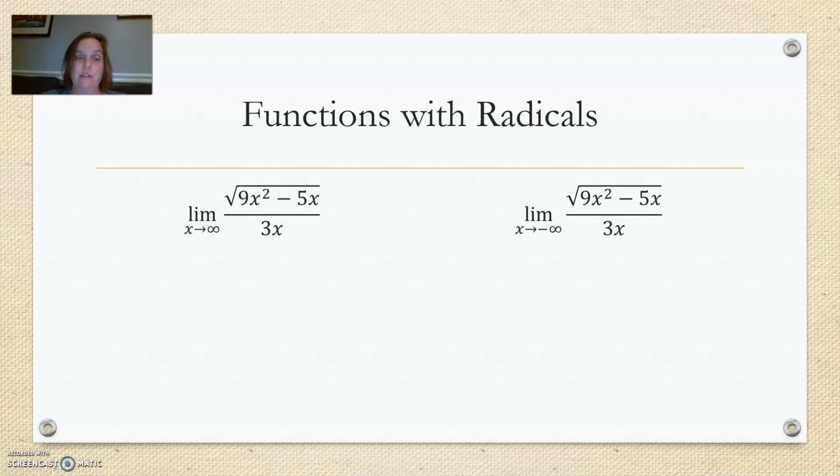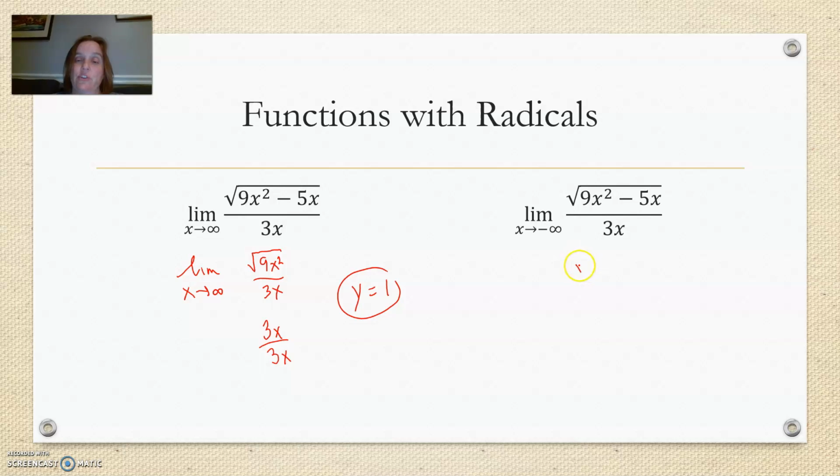When our functions have radicals, it actually behaves a little bit like those absolute value functions I was talking about. If I'm going out to infinity, I square my number, I take the square root of that. I'm going to look at just dominant terms here, so I have 9x squared over 3x, and as I'm going out towards infinity, I square x, it becomes positive, but it was already positive, so the square root would be 3x. And so this function would have a horizontal asymptote of 1 in the positive direction.